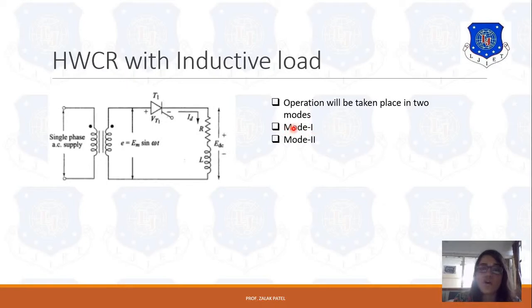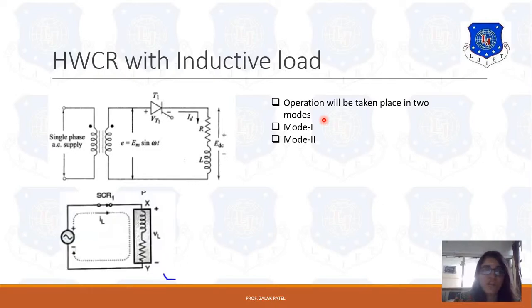Here mode 1 operates in between alpha to pi range of angle, and mode 2 operates in between pi to pi plus beta, that we see in the waveforms. Now this figure is for mode 1. Here please note the polarity. Positive is here and negative is here, meaning the X terminal is at positive and the Y terminal is at negative for mode 1 when it operates in between alpha to pi.